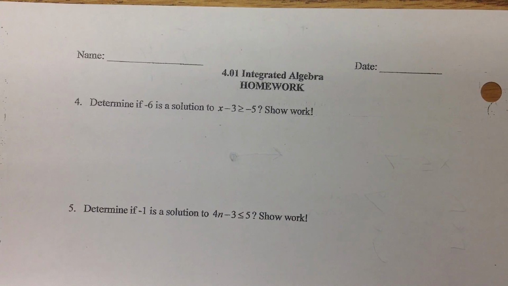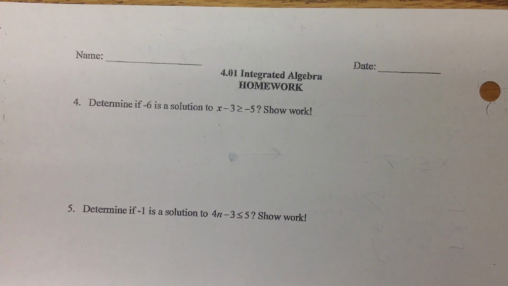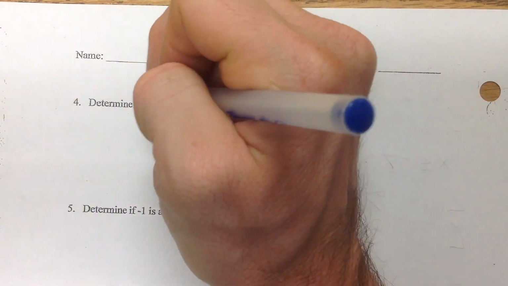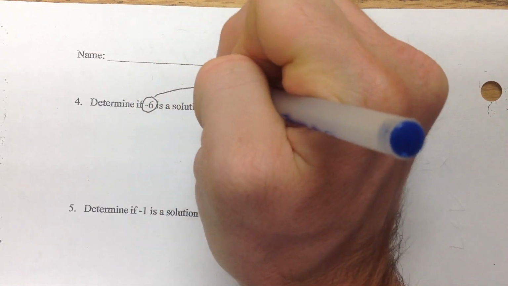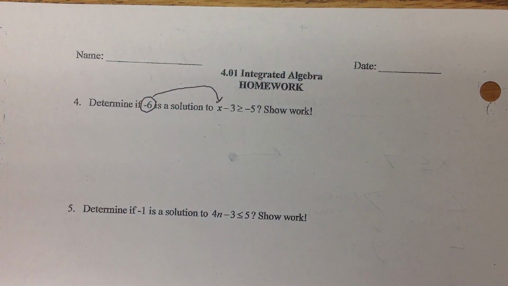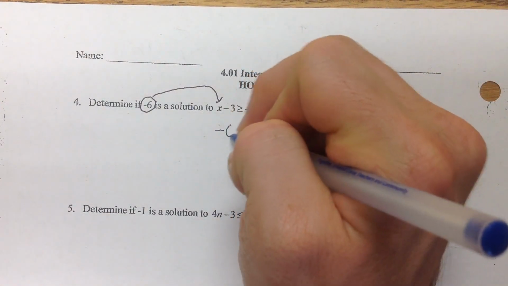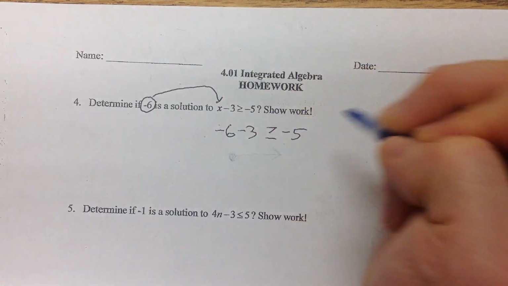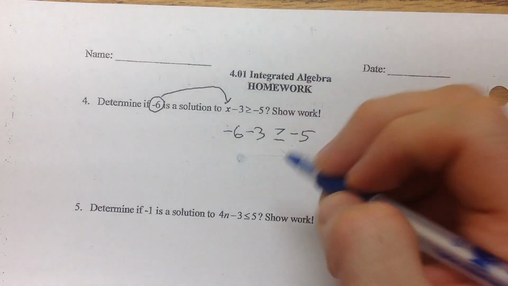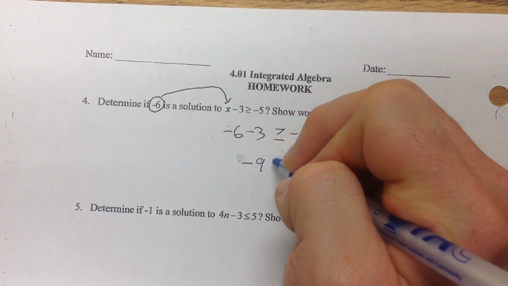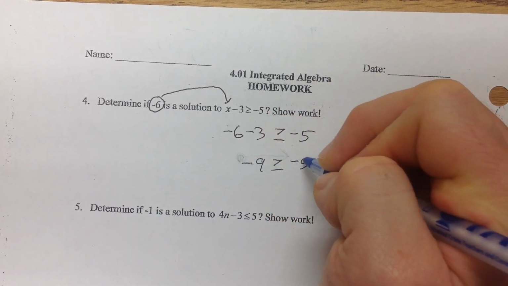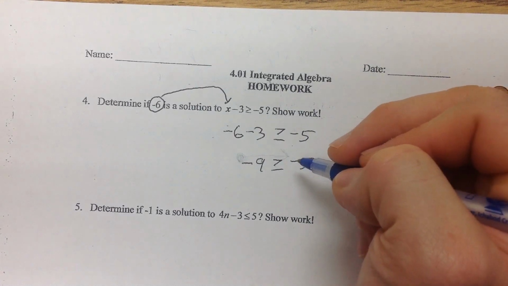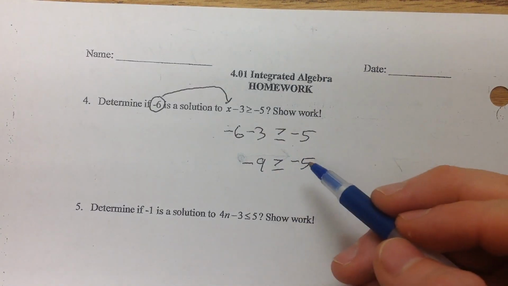All right, number 4 says, determine if negative 6 is a solution to x minus 3 is greater than or equal to negative 5. One way that we can do this is we can just take this negative 6 and plug it in for x. So if we plug it in, we've got negative 6 minus 3 is greater than or equal to negative 5. Negative 6 minus 3 is negative 9, greater than or equal to negative 5. And then we have to ask ourselves, is this true? Is negative 9 greater than or equal to negative 5?